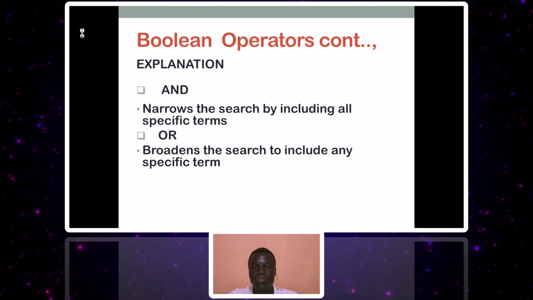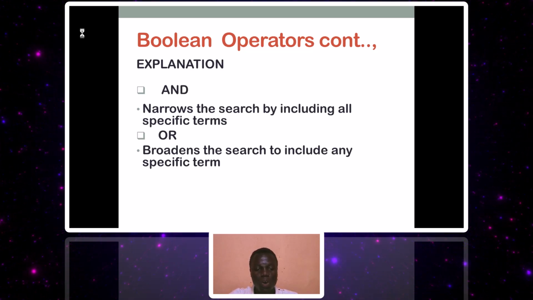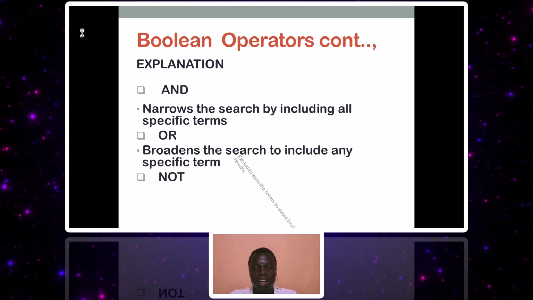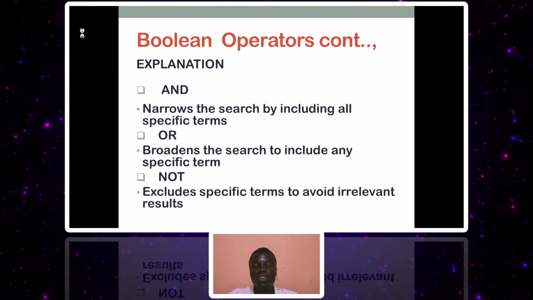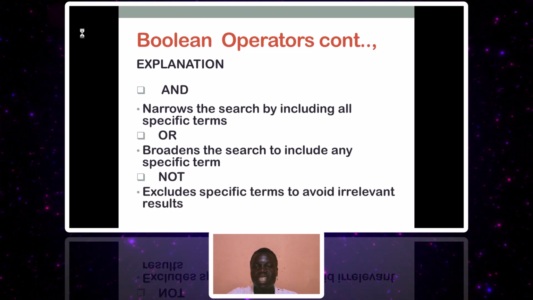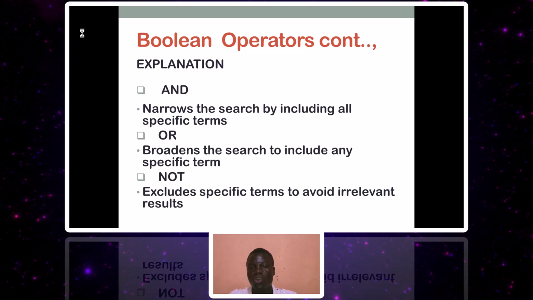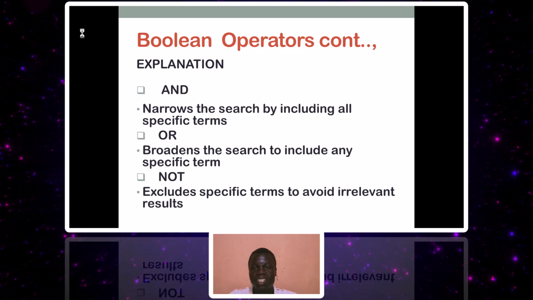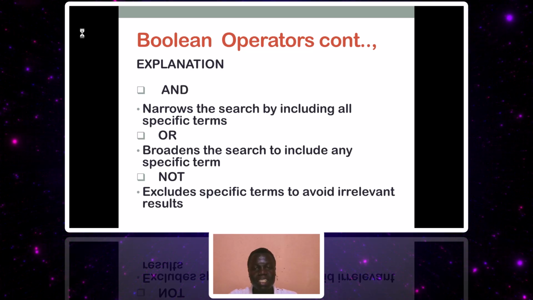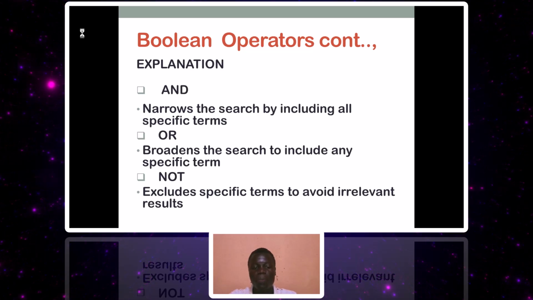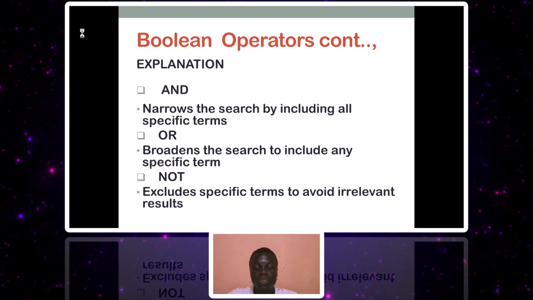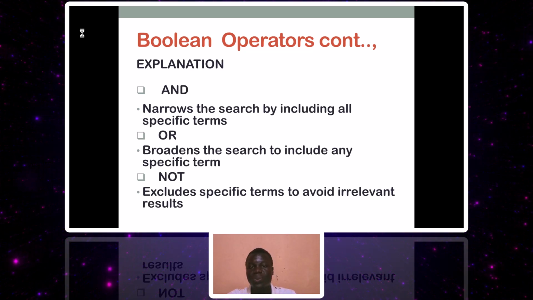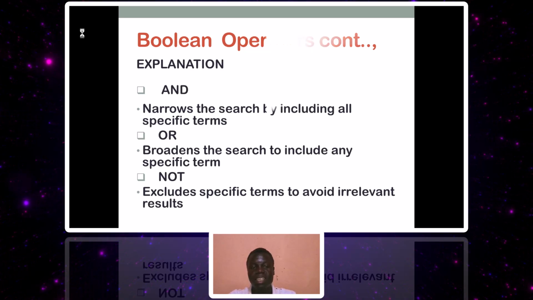But if you use the Boolean operator like OR, it broadens the search to include all the specific terms. Now, in the case of NOT, it excludes terms to avoid unwanted answers. If you want to be specific about what you are looking for, you don't want irrelevant information in your research work. Therefore, you need to use NOT, and NOT always excludes those terms that are irrelevant, such that you get relevant results, but you don't get irrelevant results.